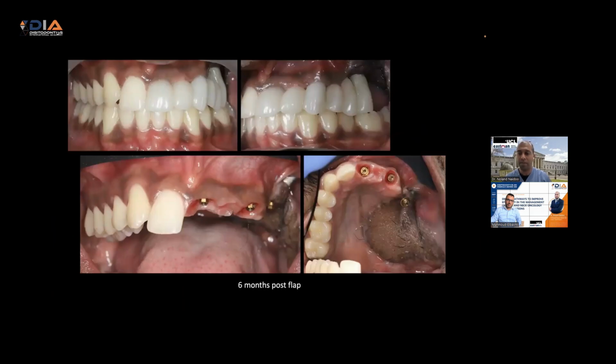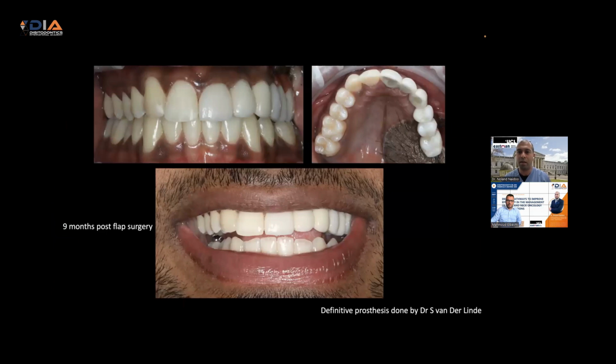After a bit of healing, you can see that the flaps really reduced in size and matured quite nicely. Good soft tissue around the implants and the endosseous bone, and now ready to be rehabilitated. And I had left the practice by the time the young patient was ready to be rehabilitated definitively.